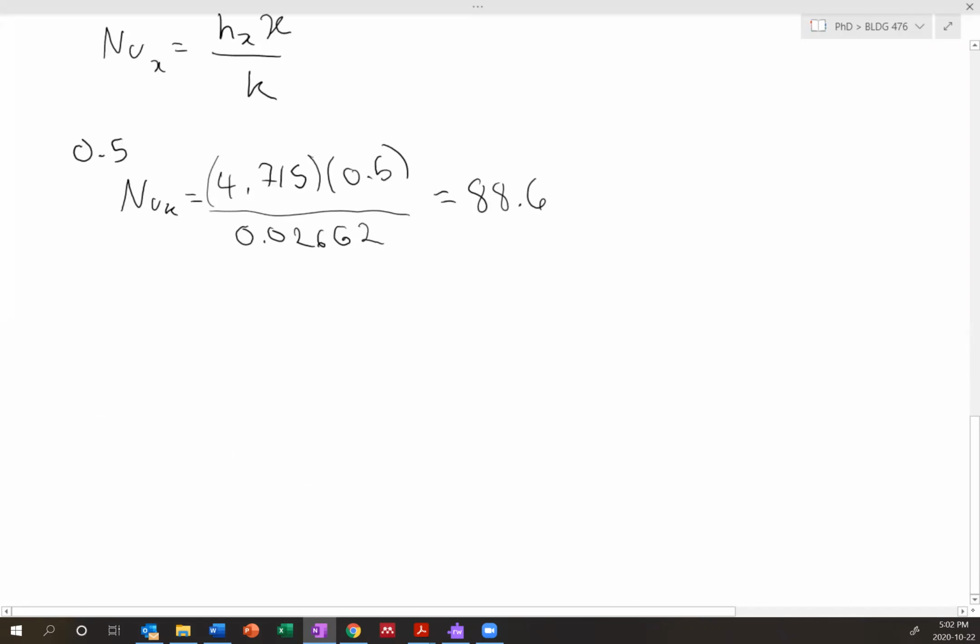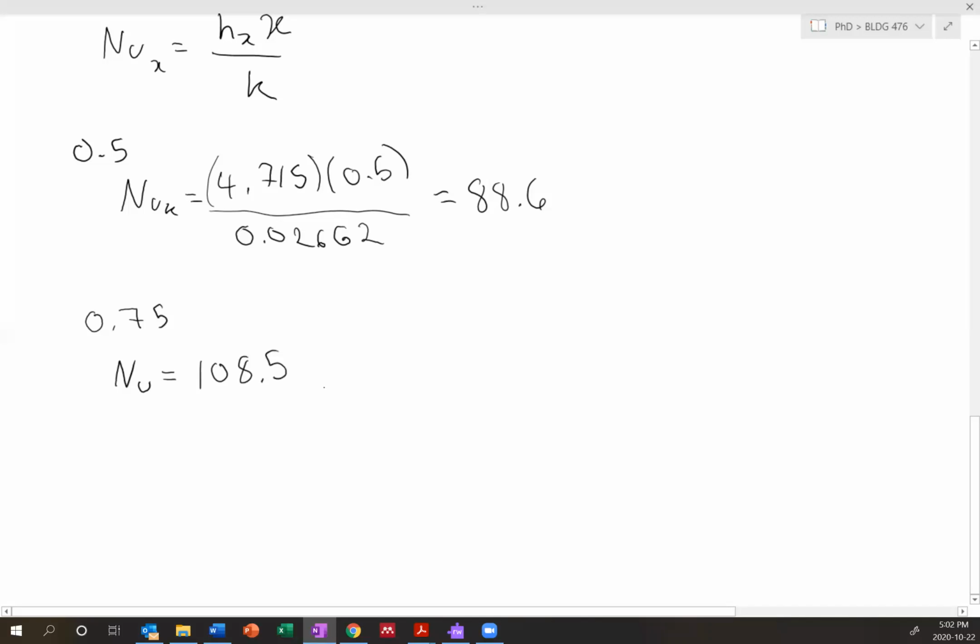And so for this question, we don't have to do anything about this, but later you'll see different applications for, again, these different non-dimensional numbers. For 0.75, our Nusselt number is 108.5.